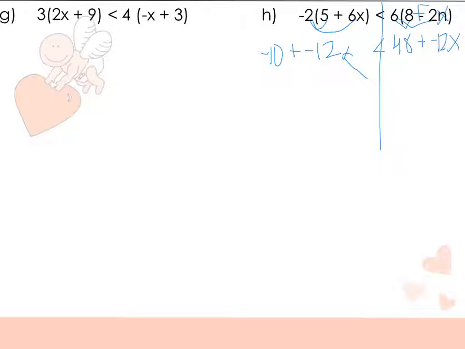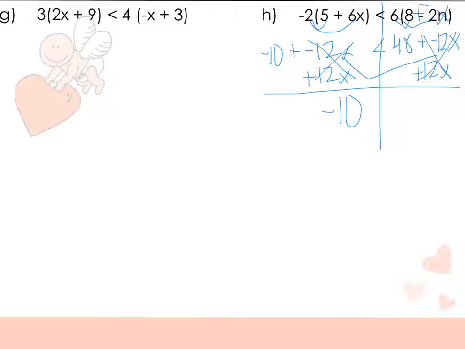Then from here, we have a letter on both sides. Let's move them to the same side. So I'm going to add 12x to both sides. These are the ones that we're trying to get rid of. So I'm just going to cross those out because those are automatically gone because we're moving it to the other side. Negative 12x plus 12x, oh, that also equals 0. So I'm going to cross those out as well. Now let's write what's left over. We have negative 10 is less than 48.